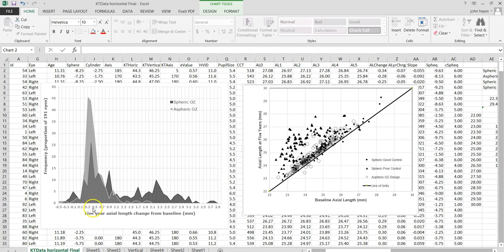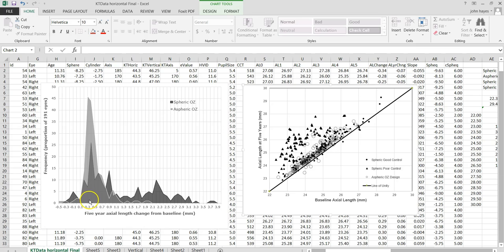Here, this graph is a summary of the statistics, the distributions. This is 5-year axial change from baseline in millimeters. You can see it goes from actually a little bit of shortening of the axial length, possibly due to measurement error, but maybe actual shortening, all the way up to 3.9 millimeters. And this is a frequency distribution. The light curve here is the aspheric, and you can see that it was a pretty tight control, not very much growth around that.